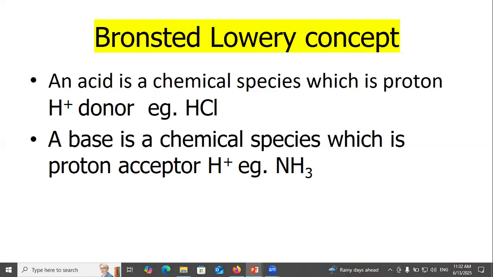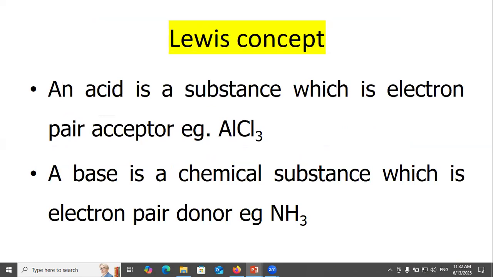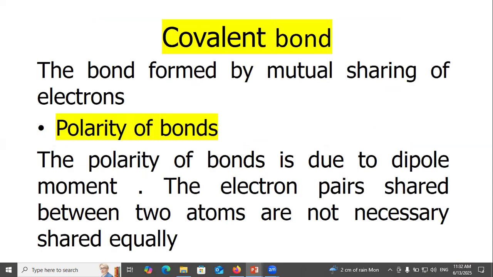Bronsted-Lowry concept: an acid is a chemical species which is a proton donor, for example, H+. A base is a chemical species which is a proton acceptor, for example, ammonia. Lewis concept: an acid is a substance which is an electron pair acceptor, for example, aluminum trichloride. A base is a chemical substance which is an electron pair donor, for example, ammonia.